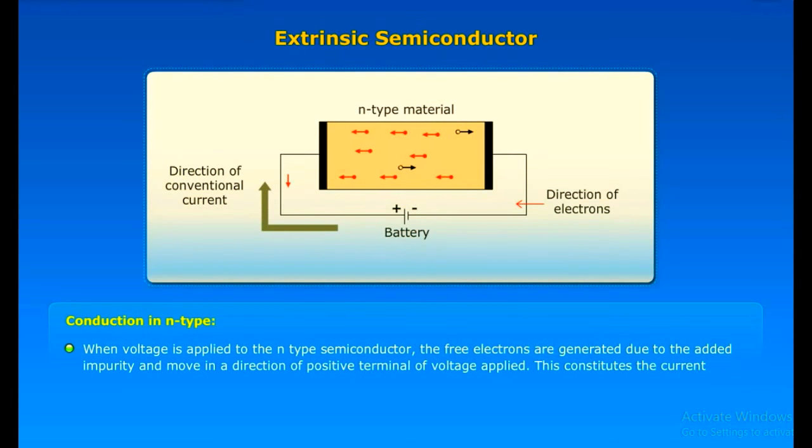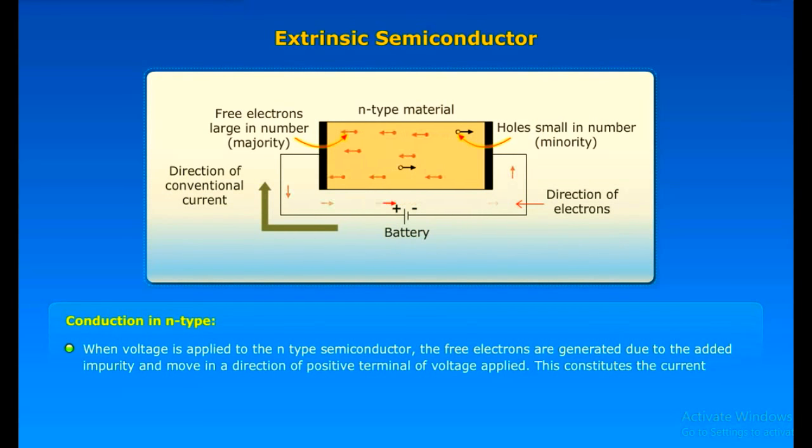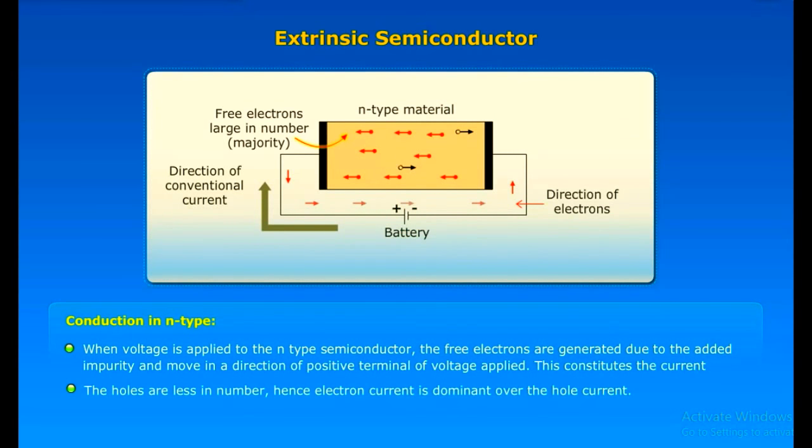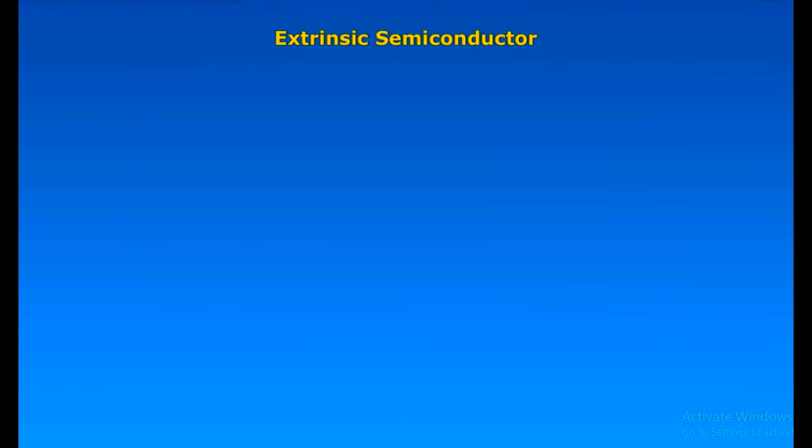Conduction in N-type. When voltage is applied to the N-type semiconductor, the free electrons generated due to the added impurity move in the direction of the positive terminal of the applied voltage. This constitutes the current. The holes are less in number, hence electron current is dominant over the hole current.